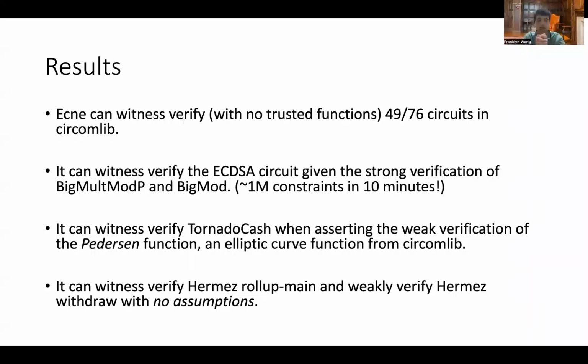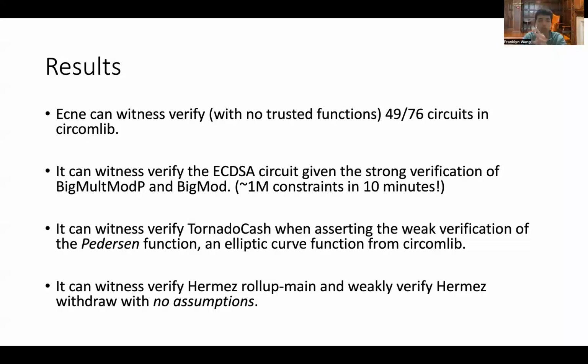It can witness verify the ECDSA circuit given the strong verification of big mult mod P and big mod. This is actually like 1 million constraints, and Ecne was able to process these in 10 minutes. It can also witness verify TornadoCash, which is a very popular protocol for sending money anonymously, when we assert the weak verification of the Peterson function, which is an elliptic curve function from circumlib. And lastly, it can witness verify Hermez rollup main and weakly verify Hermez withdraw, which is a ZK rollup without any assumptions.